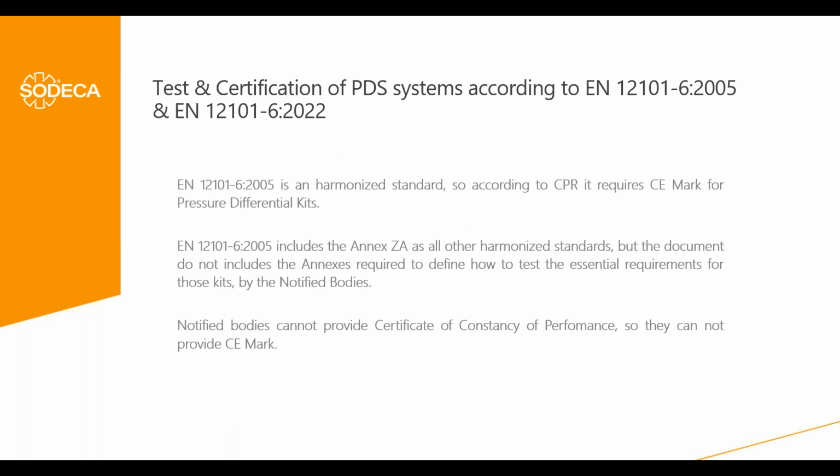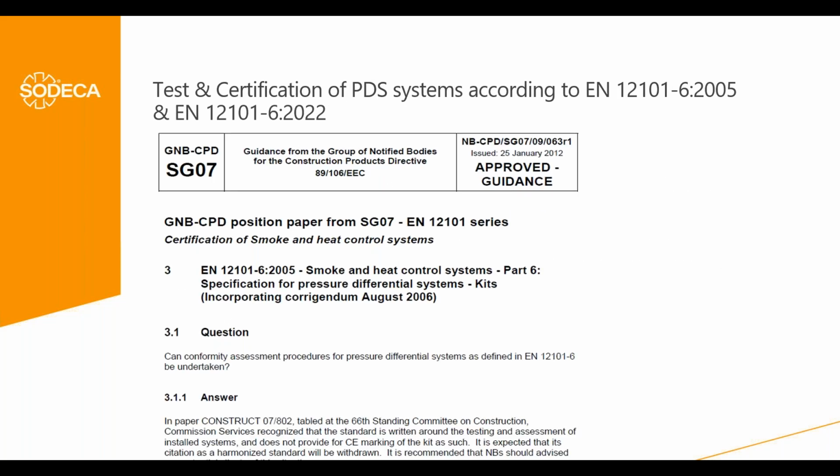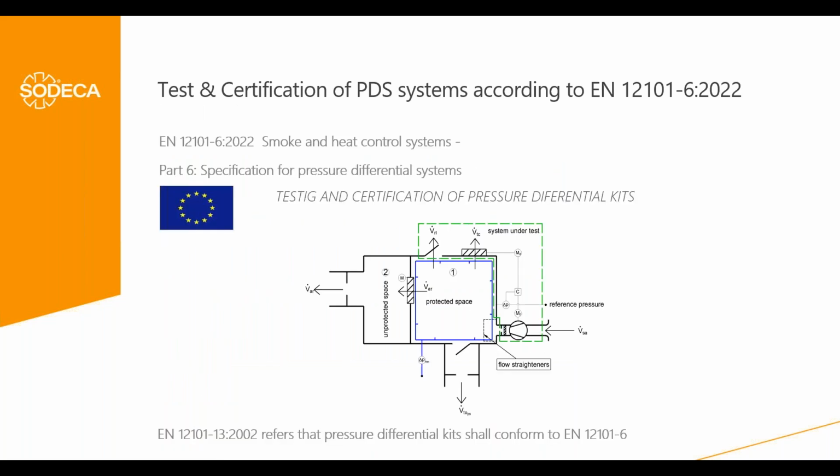In fact, there is a document from the European group of notified bodies that states that the notified bodies cannot test this standard, and they say that the standard is in fact more a design standard than a product standard. That was the reason to start, many years ago, and we said, okay, we have to do something. The first point is to make a standard defining how to test these kits, and then make this new standard harmonized, replacing the old part 6 with the new part 6 explaining how to test.